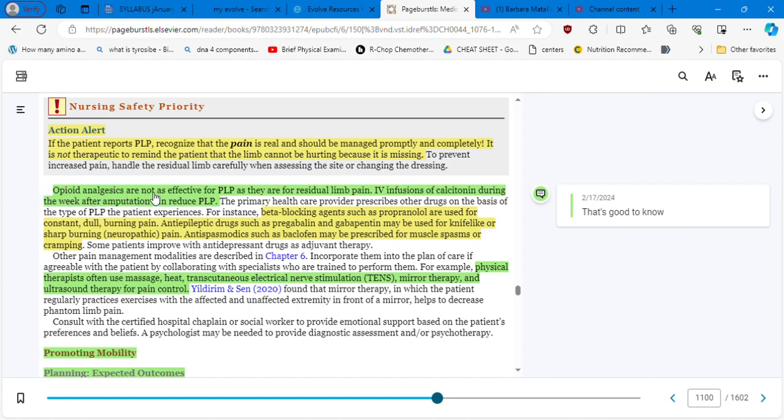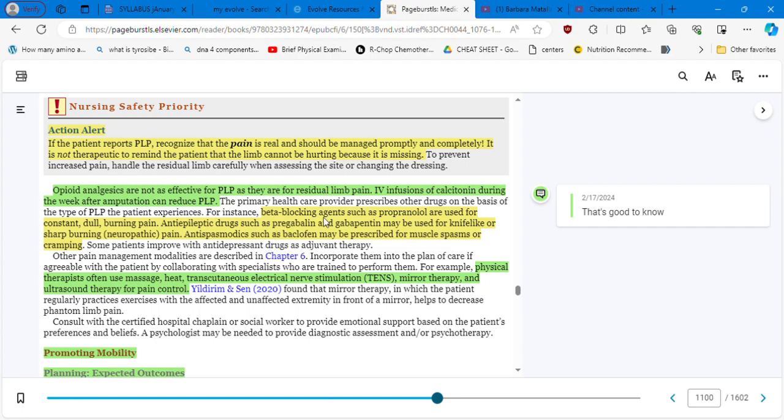Opioid analgesics are not as effective for PLP, phantom limb pain, as they are for residual limb pain. Let me repeat. Opioid analgesics are not as effective for phantom limb pain as they are for residual limb pain. So you don't request the doctor to prescribe that. IV infusions of calcitonin during the week after amputation can reduce phantom limb pain. Infusions of calcitonin can reduce phantom limb pain.